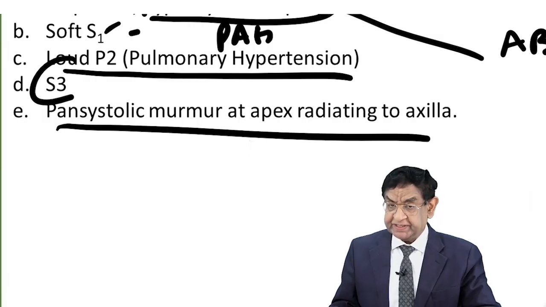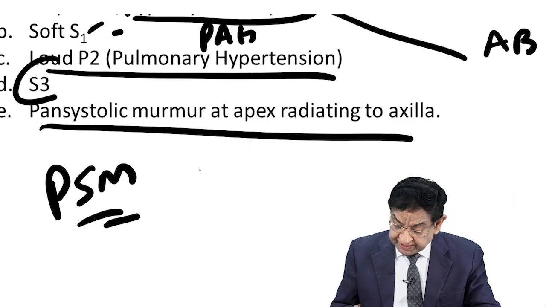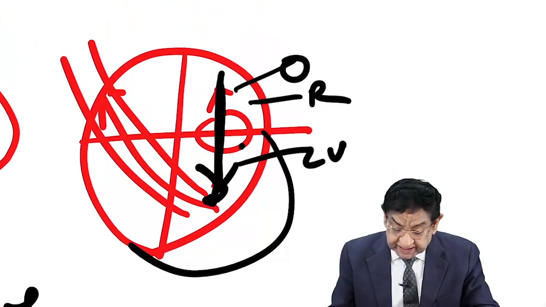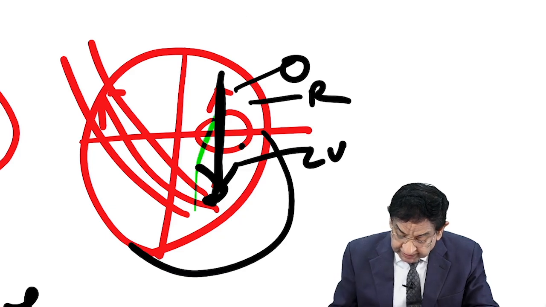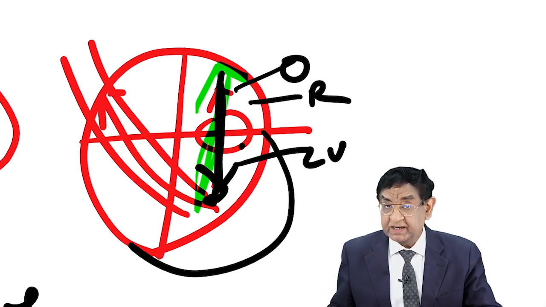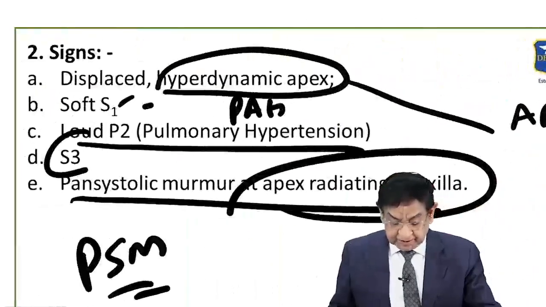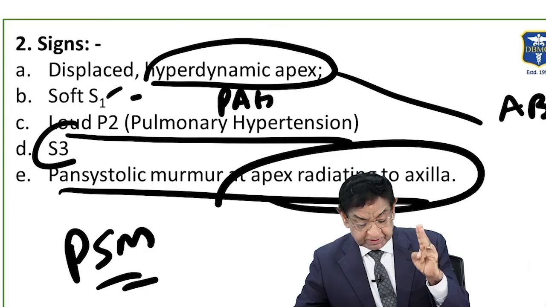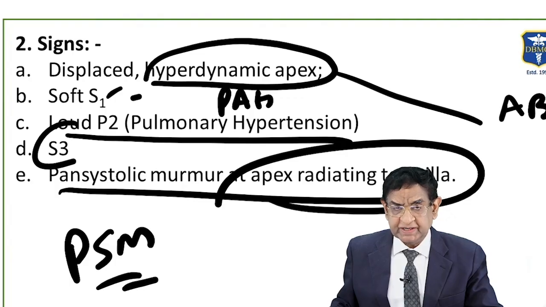Pansystolic murmur at the apex which radiates to the axilla. Again, go back to basics. As the blood is leaking from LV to LA, it will produce a pansystolic murmur. That means the murmur will be there throughout systole, and it will radiate to the axilla also. So friends, the signs are: number 1, displaced apex beat; number 2, soft S1; number 3, loud P2; number 4, third sound; and number 5, pansystolic murmur which radiates to the axilla.